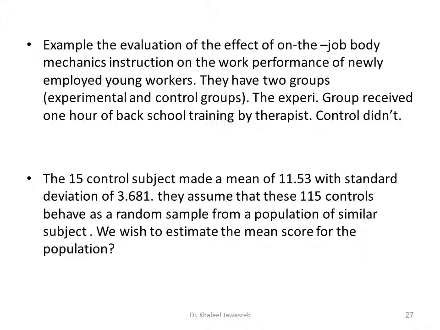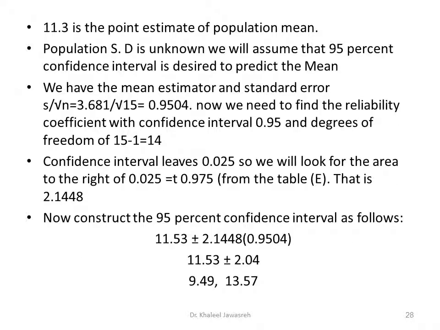They assume that these 15 controls behave as a random sample from a population of similar subjects. This is the main assumption, that the population is normally distributed. We wish to estimate the mean score for the population. So we have n is 15, mean is 11.53, and standard deviation 3.681. 11.53 is the point estimate of the population mean. Population standard deviation is unknown. We will use a 95% confidence interval.